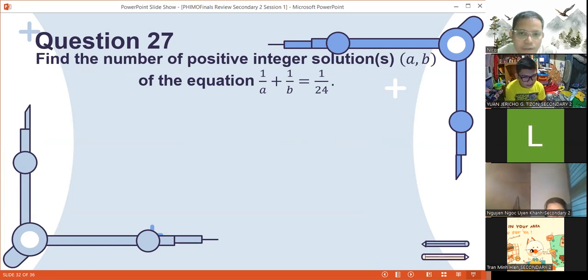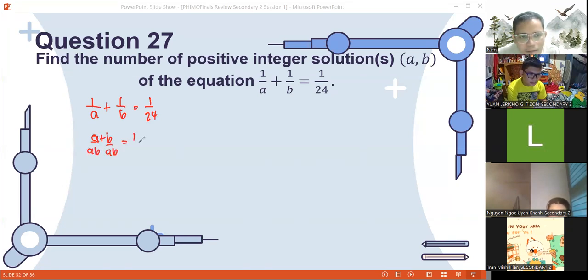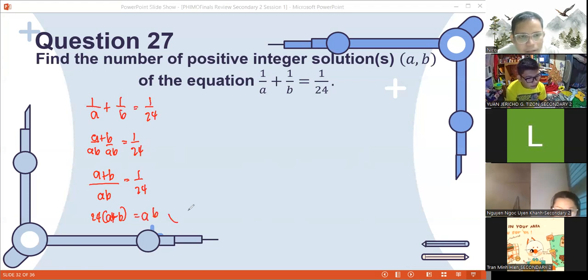Find the number of integer solutions for A, B where 1 over A plus 1 over B is equal to 1 over 24. So the same with the previous one that we had. This is now A, and this is for B. So we add them. This is A plus B over AB. So we have A plus B over AB is equal to 1 over 24. So we have 24 times A plus B equal to AB, right? So this is now 24A plus 24B is equal to AB.